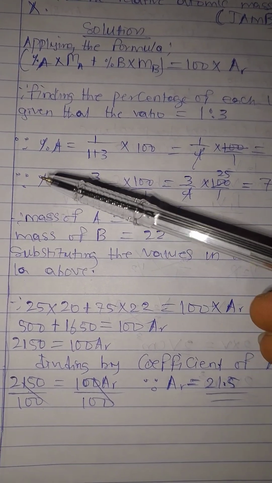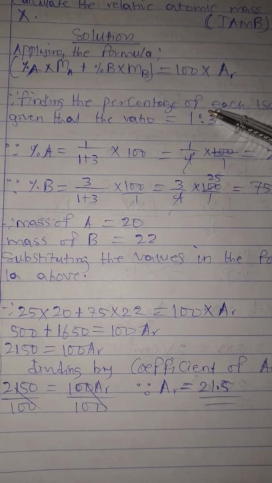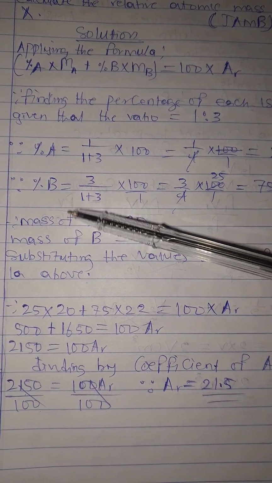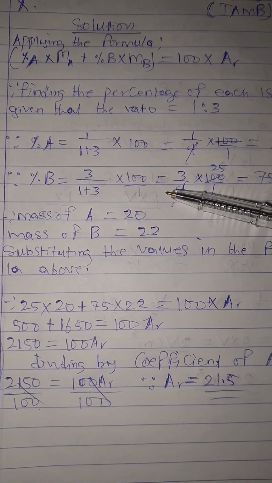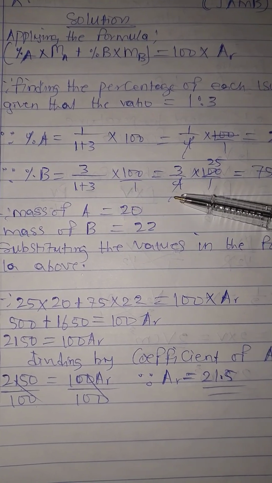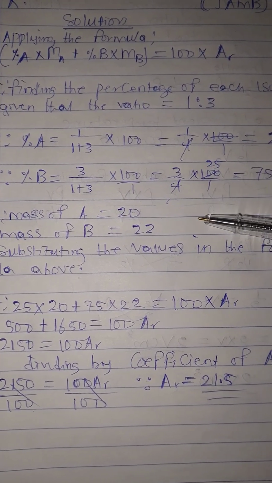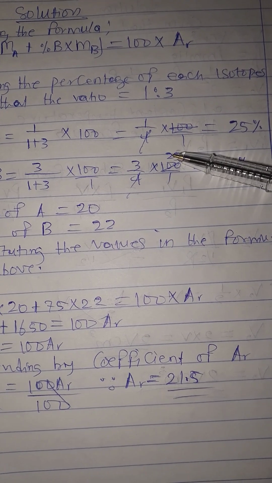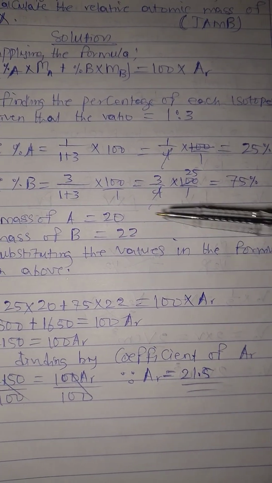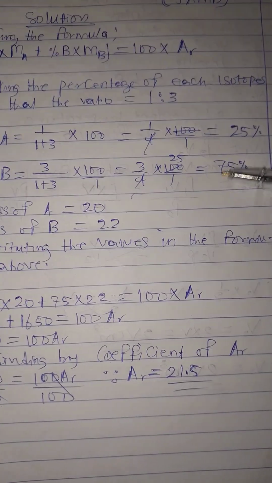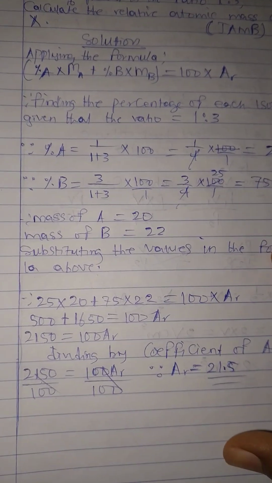So let's find the percentage for B. This is the B ratio, which is 3, so it is equal to 3 over the total ratio, 1 plus 3, times 100, which is 3 over 4 times 100. 4 into 100 is 25, and 25 times 3 is 75%. So the percentage of B is 75%.